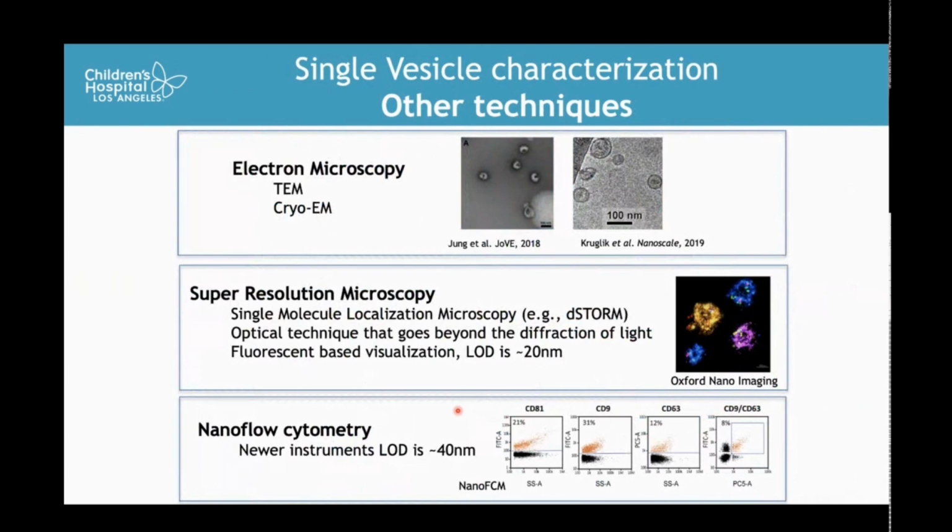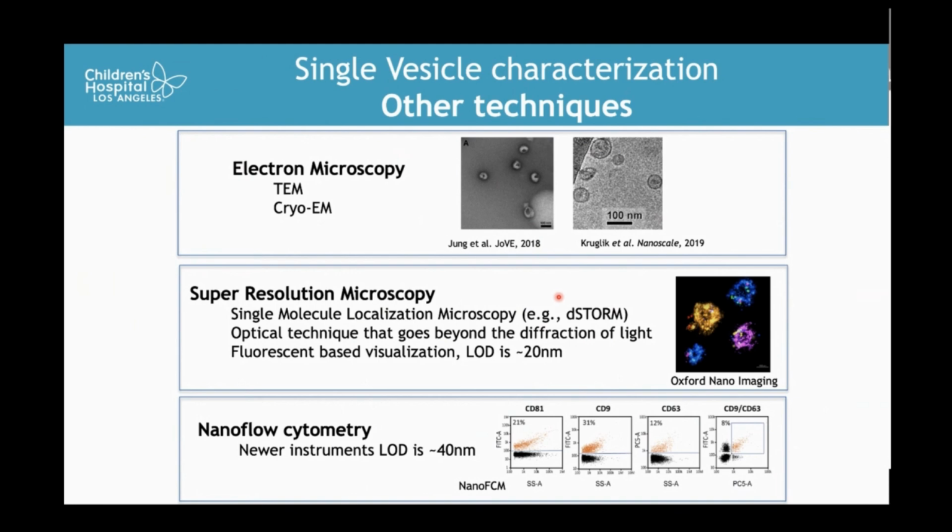There are other techniques that are not available at the core now, but are pretty common. Hopefully we can add them on sooner rather than later. Electron microscopy is the only technique that really gives us a more direct visualization of EVs, by transmission electron microscopy or cryo-EM. Super resolution microscopy, which we hopefully are going to add very soon to the core.